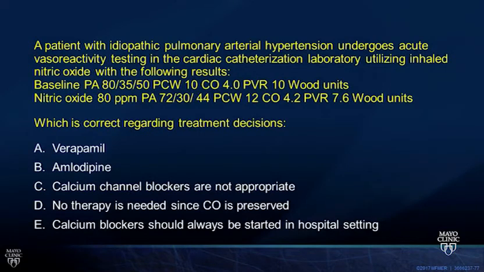With nitric oxide, the PA fell to 44, the wedge was 12, the cardiac output was 4.2, the resistance was 7.6 Wood units. Now, this is going to have an effect on your treatment decision, so let us know what you would do. Verapamil, amlodipine, calcium channel blockers are not appropriate. No therapy needed. Calcium channel blockers should always be started in the hospital setting.